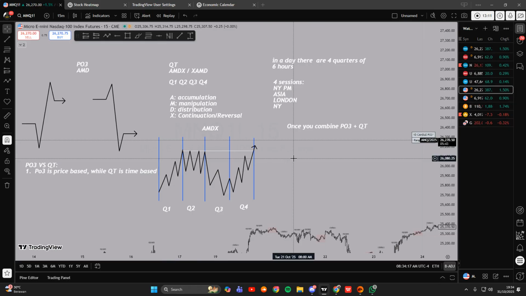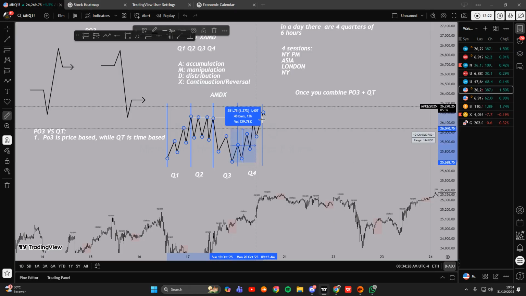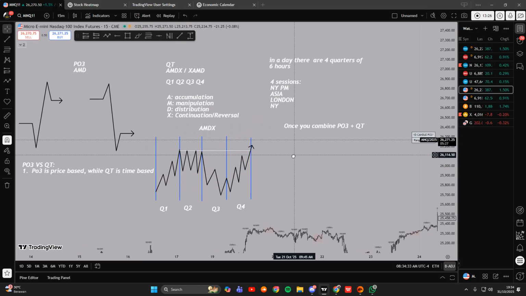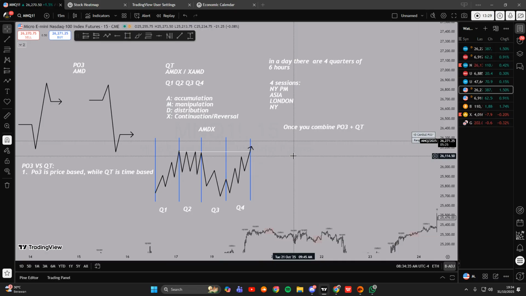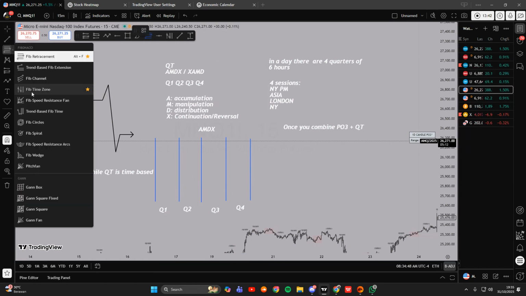See what I mean by how you can trade price-based and time-based movements? You could be catching this whole move right here from down there to up there, to the consolidation highs. So yeah, that's what I mean by how you can implement or combine PO3 and quarterly theory. So that's pretty much what quarterly theory is and how I use it. I use a time fib actually.